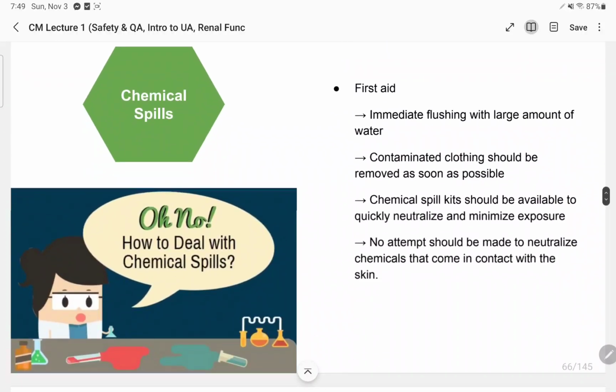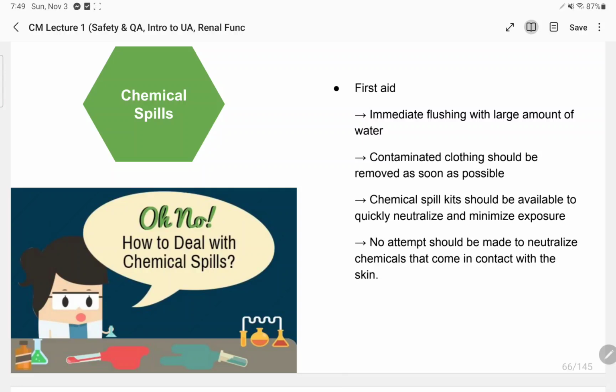Okay. Chemical spills. What about? If naay mayabo? Oh no. So, how do we deal with chemical spills. So importante first aid. So unsa ang first aid nga atong gamiton? Immediate flushing with large amount of water. Okay? So water gyud, i-flush gyud. Nya dapat dili hinay, kusog gyud.